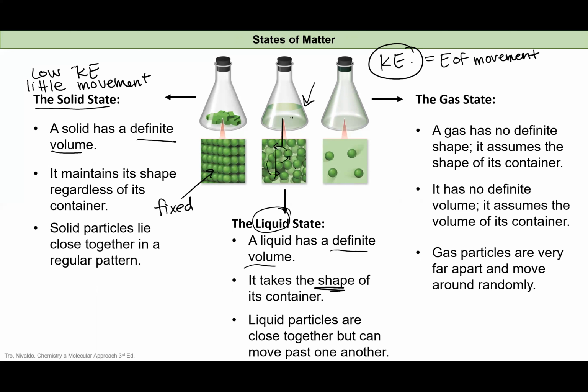As they get more kinetic energy, the particles then will enter the gas physical state. Now, this doesn't have a definite shape, and it doesn't have a definite volume. It'll take up the volume of the container. So in this case, it's the entire Erlenmeyer flask. And there's a lot more space in between these particles. And they're moving around much, much faster within the container they're located in.